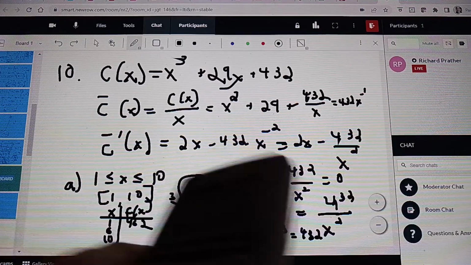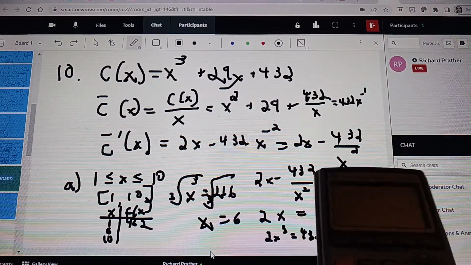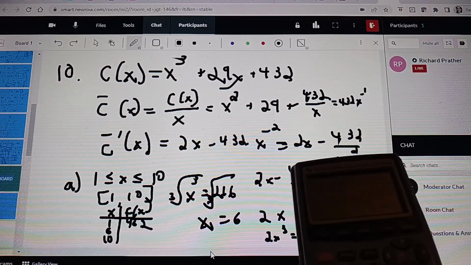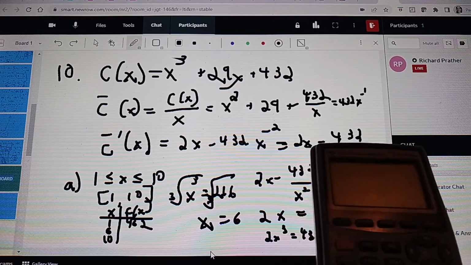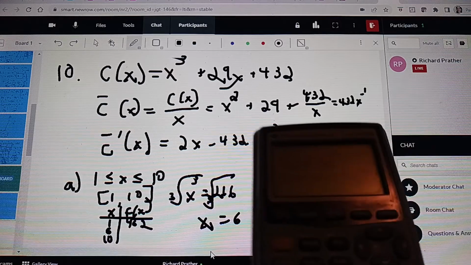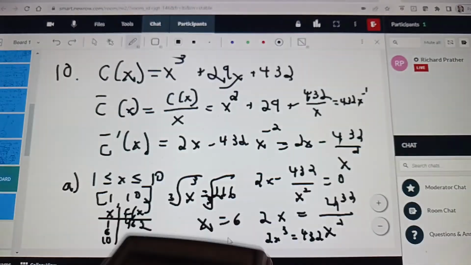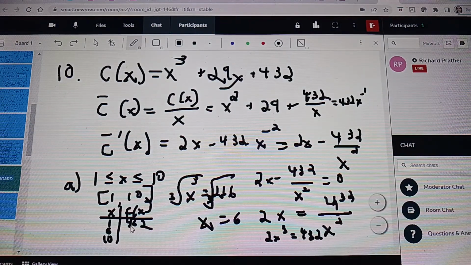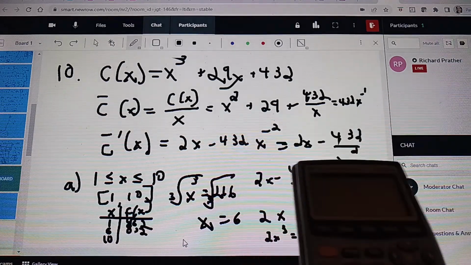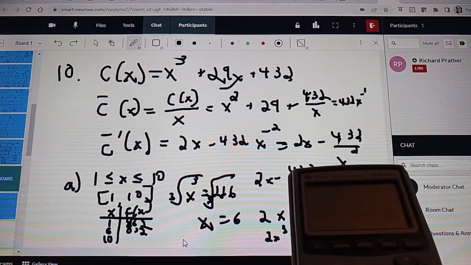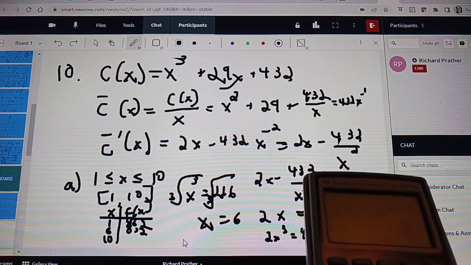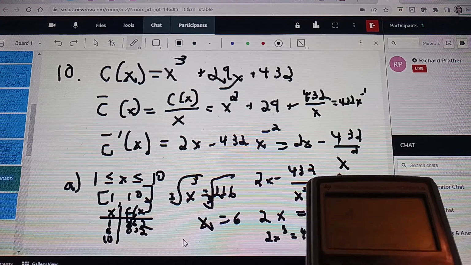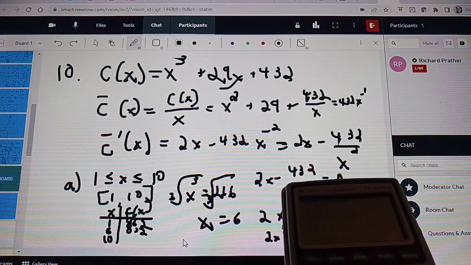If I plug 6 and 10 in, that might be harder. So 6 cubed plus 29 times 6 plus 432, that's 822. So that one's already out because I don't care about maximums right now. And then repeat it for 10. 10 cubed plus 29 times 10 plus 432.